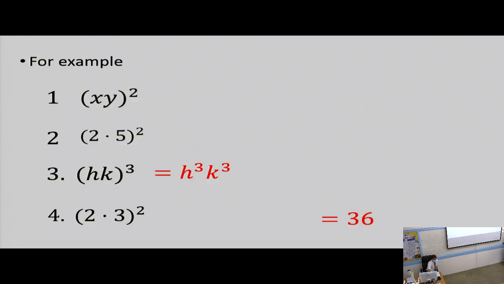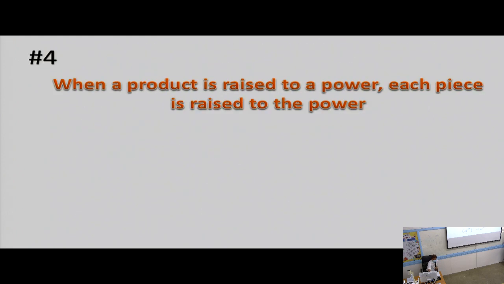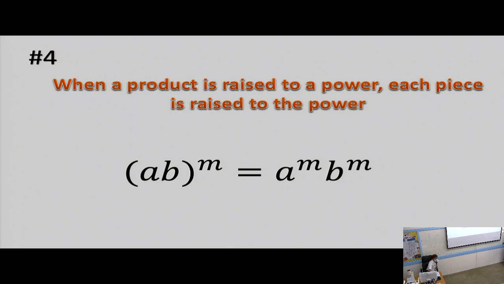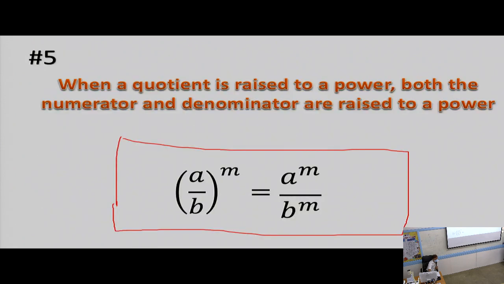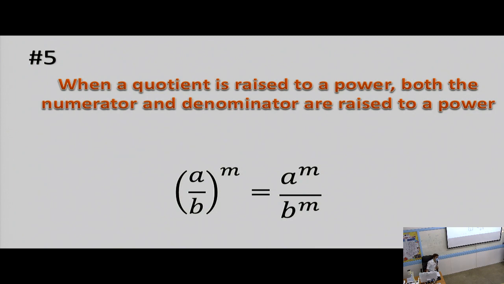Remember the rules, okay? Earlier we have here number 4 is ab to the power of m, that is a to the power of m, b to the power of m. For number 5 we have a over b to the power of m is equal to a to the power of m over b to the power of m. Same thing, you are going to distribute the power to the given fraction.